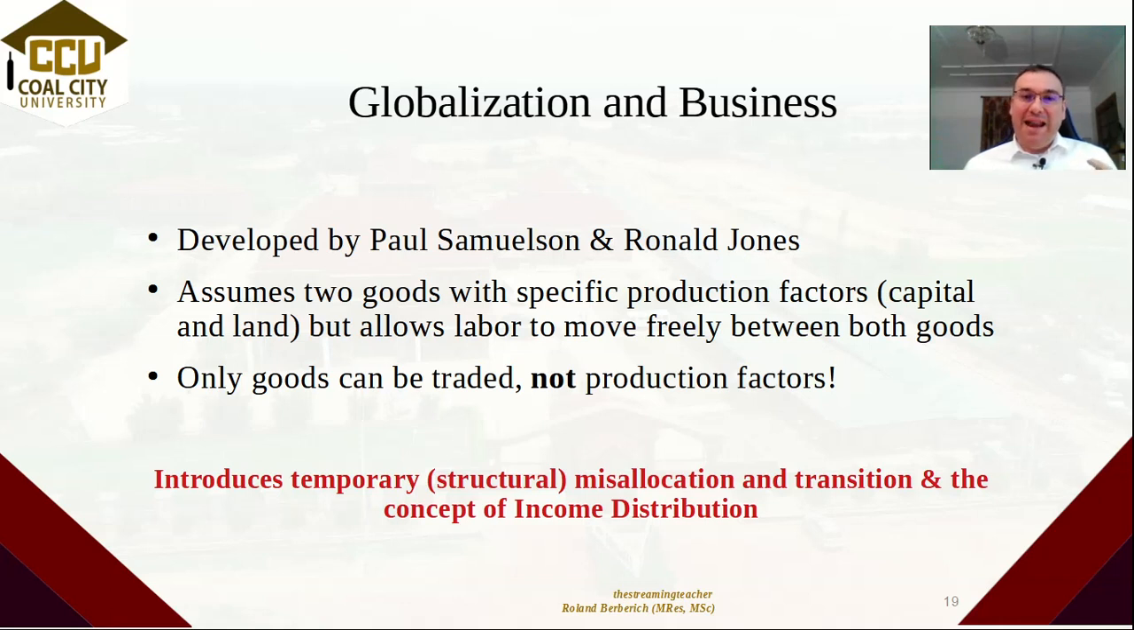What that does is it allows for a temporary structural misallocation and the transition of production factors between goods, and it allows for the concept of income distribution. Obviously, if I as a worker can make more money in another industry, I will change that industry if I can. That is one of the big issues nowadays, because people with a low level of qualification have increasingly fewer choices of employment.